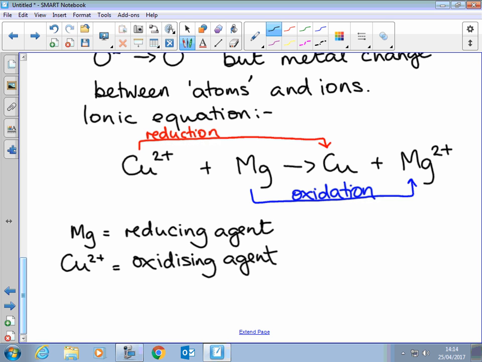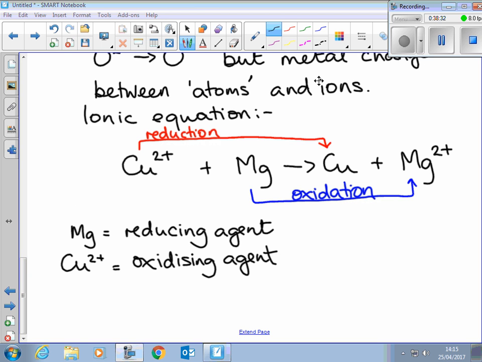Okay, now, all right, the important thing there is an oxidizing agent oxidizes something else and therefore becomes reduced. So a reducing agent reduces something else and becomes oxidized. All right, so it is confusing, but yeah, you can always refer back if you need to.